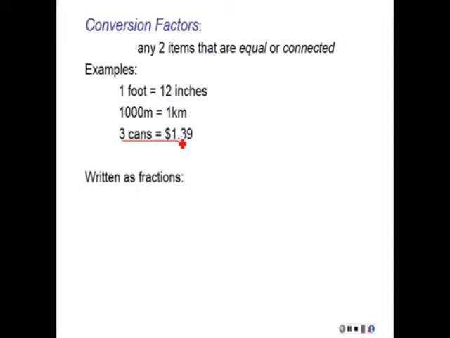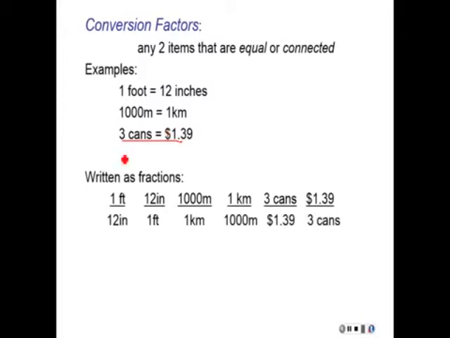We're going to be writing conversion factors as fractions. So we can write each of these as two different fractions. For instance, if you look at this one, we have 1 foot over 12 inches, or 12 inches over 1 foot. So which way we're going to write it will depend on the particular question that we have.